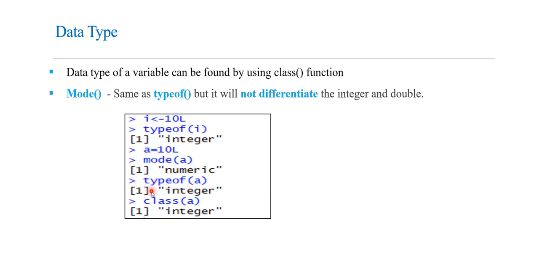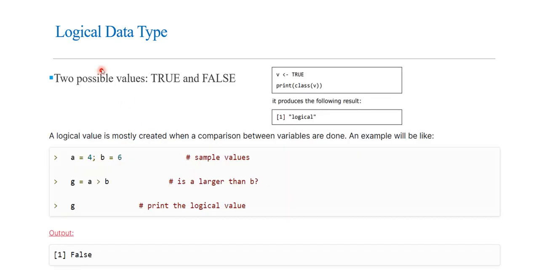If you want to check the data type of a particular variable, you can make use of type of or class of function. For class of, within the parenthesis you have to mention the name of the variable. Similarly, for type of, within the parenthesis write the name of the variable. If you are using the mode function, write mode, and within the parenthesis you can write the name of your variable.